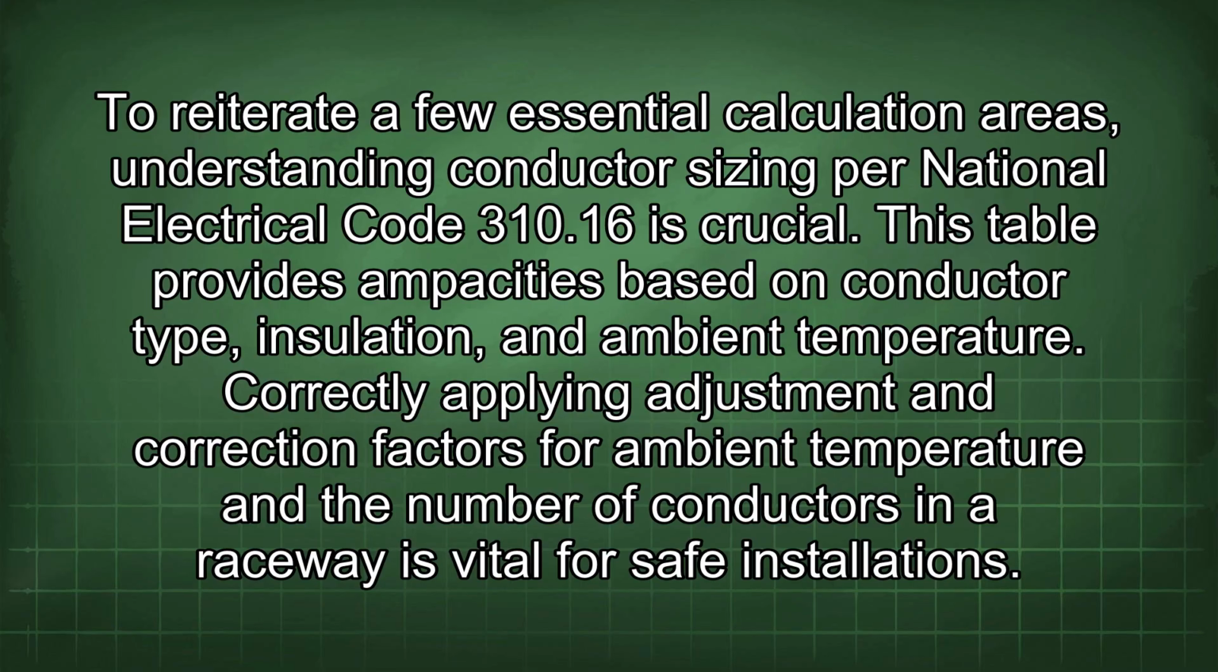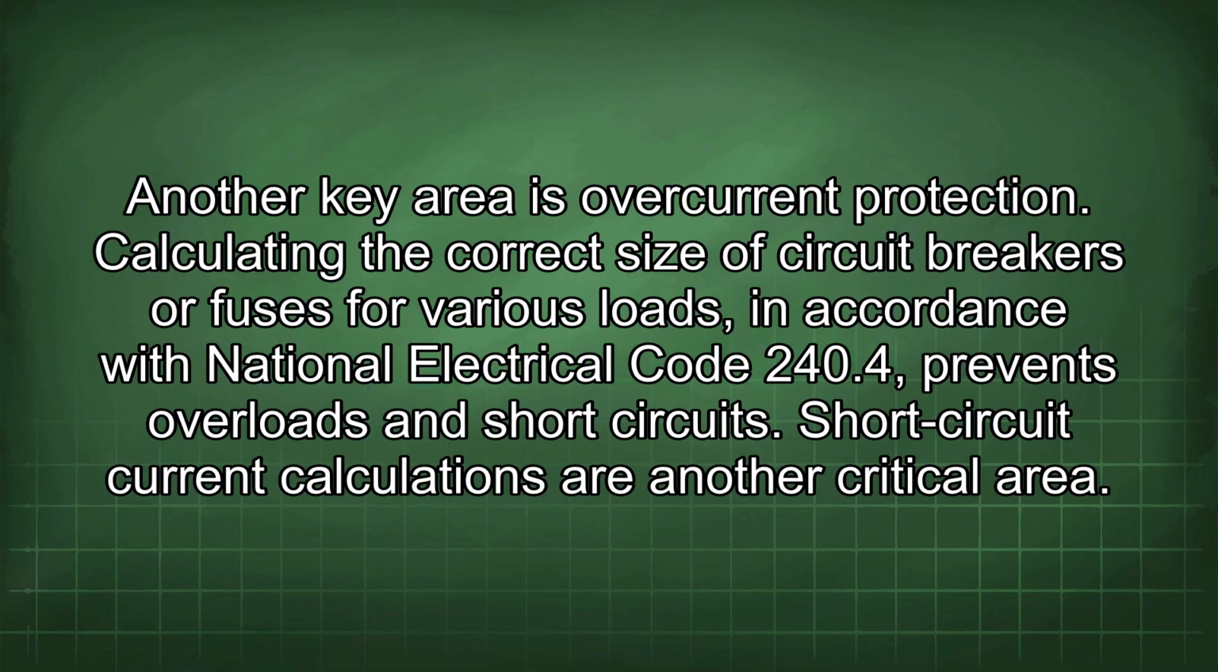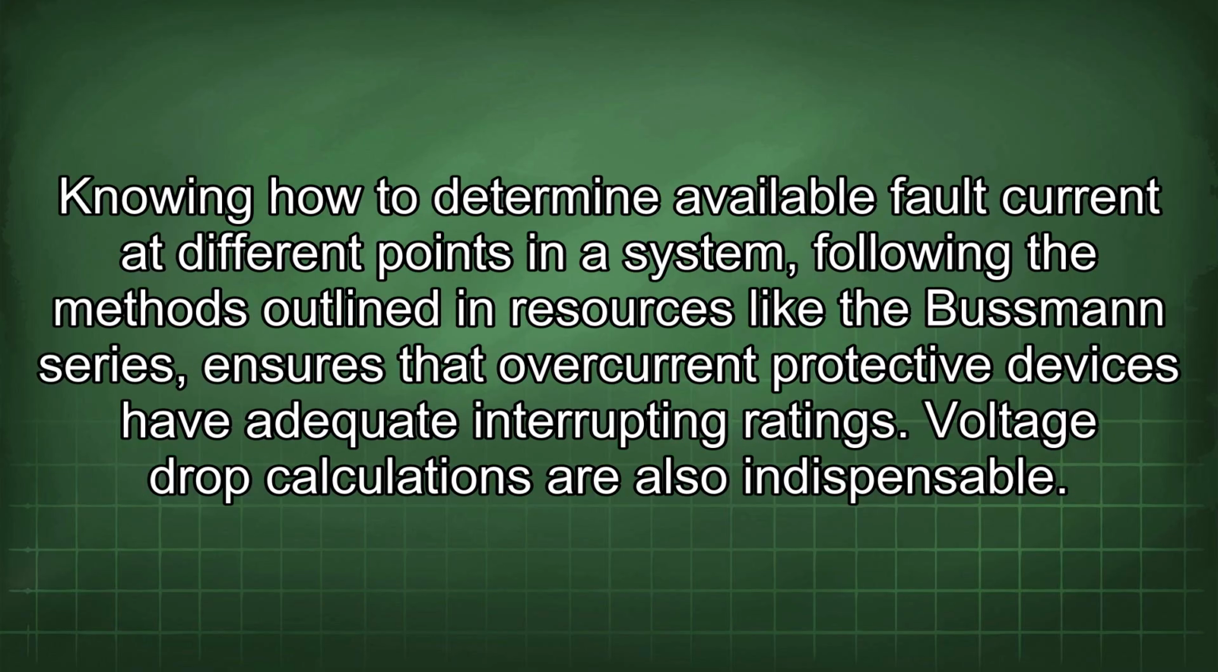Another key area is overcurrent protection. Calculating the correct size of circuit breakers or fuses for various loads, in accordance with National Electrical Code 240.4, prevents overloads and short circuits. Short circuit current calculations are another critical area. Knowing how to determine available fault current at different points in a system, following the methods outlined in resources like the Bussmann series, ensures that overcurrent protective devices have adequate interrupting ratings.